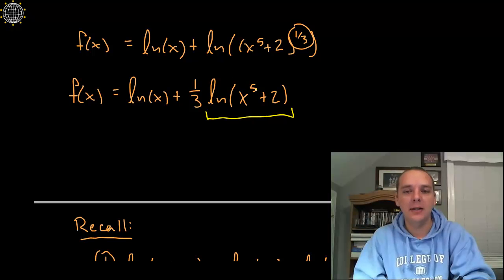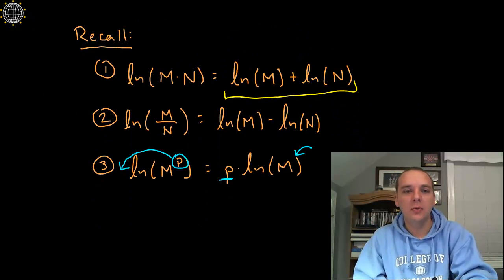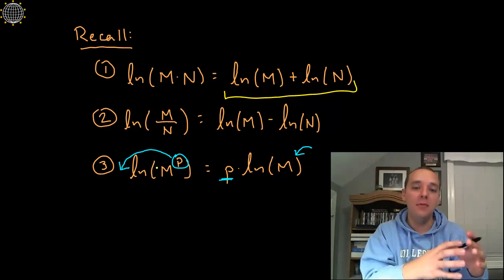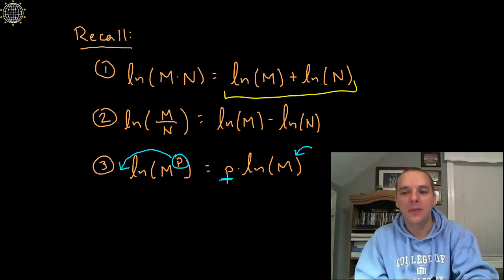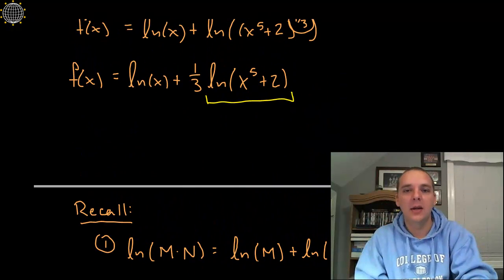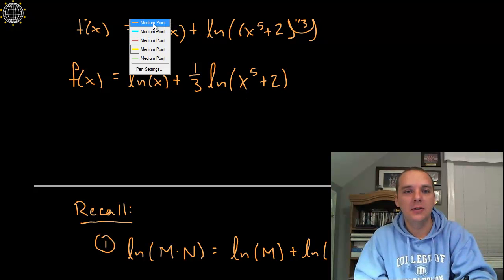This power here, yes, there's a power, but this rule number 3 is only if everything is raised to that power, and that's not the case for us. We have x to the 5th plus 2, and so that's not going to be applicable either. So I'm done rewriting. Now for the very last step, it's just time to differentiate.